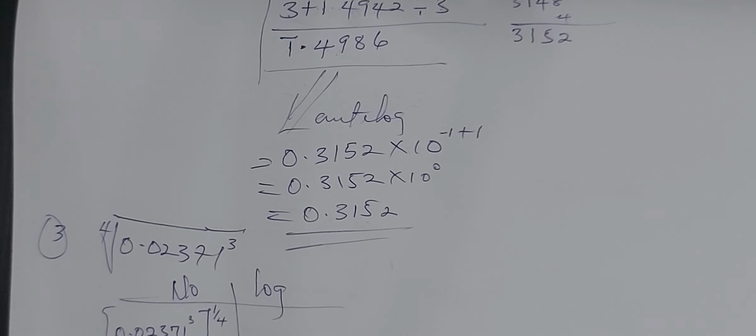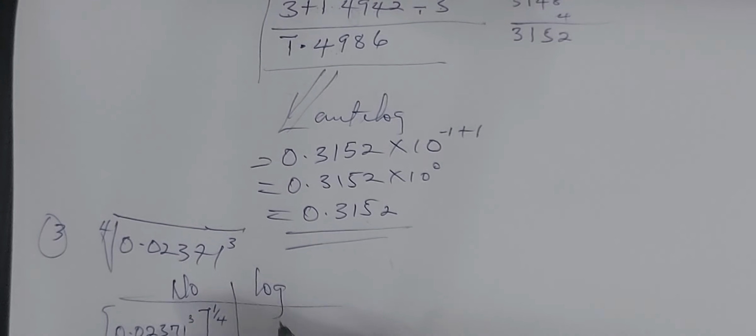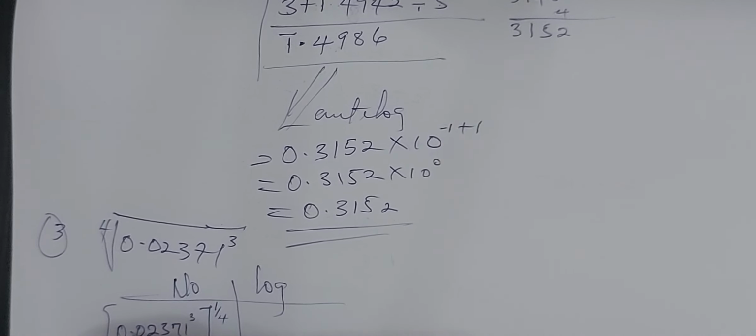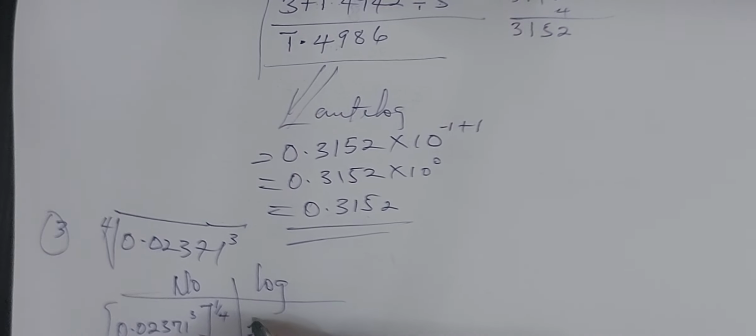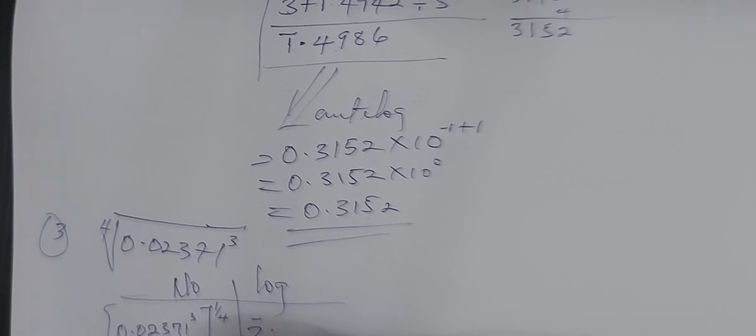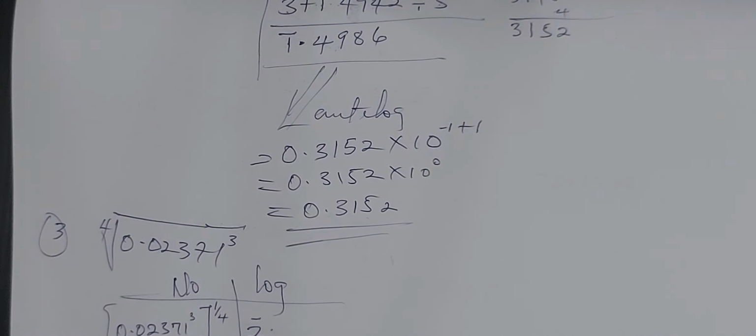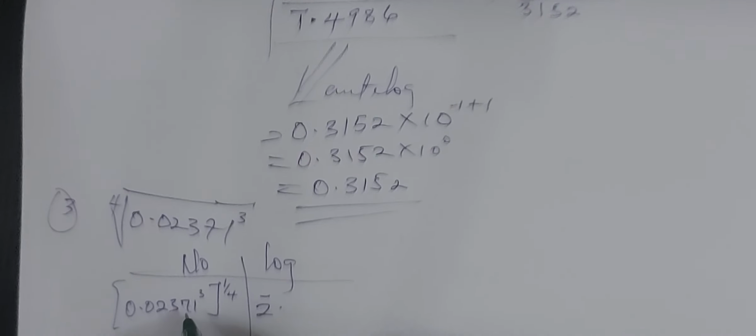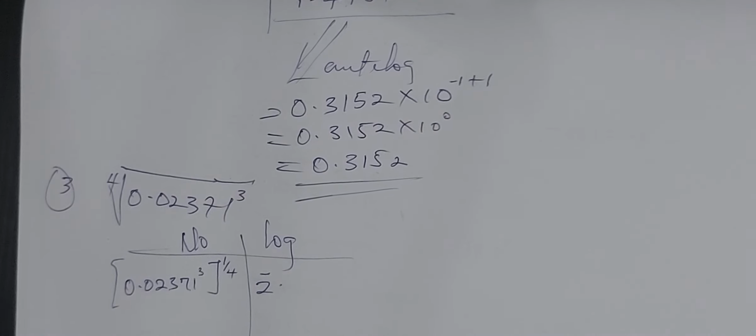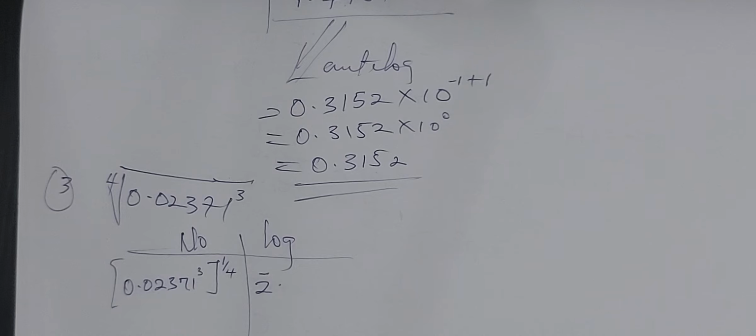Or raised to the power of 1 over 4. We need to convert this to standard form. 1, 2, that is bar 2. We have bar 2, so we look for the log of 23 under 7, difference 1.